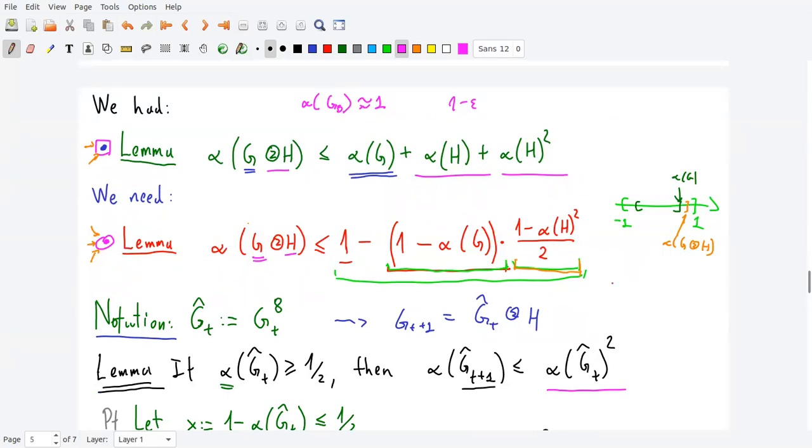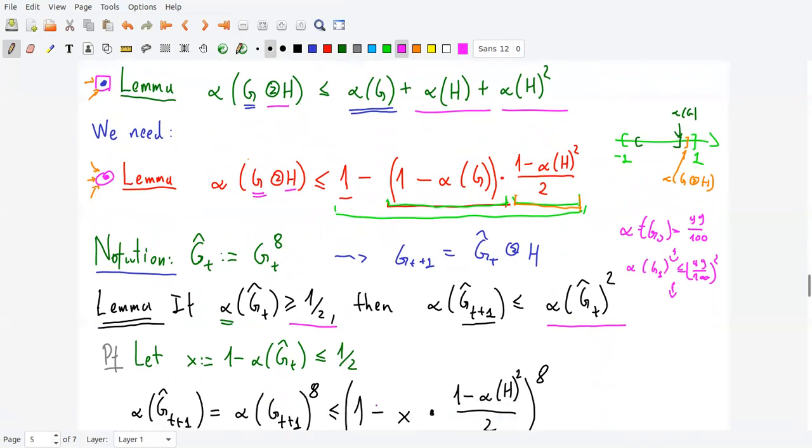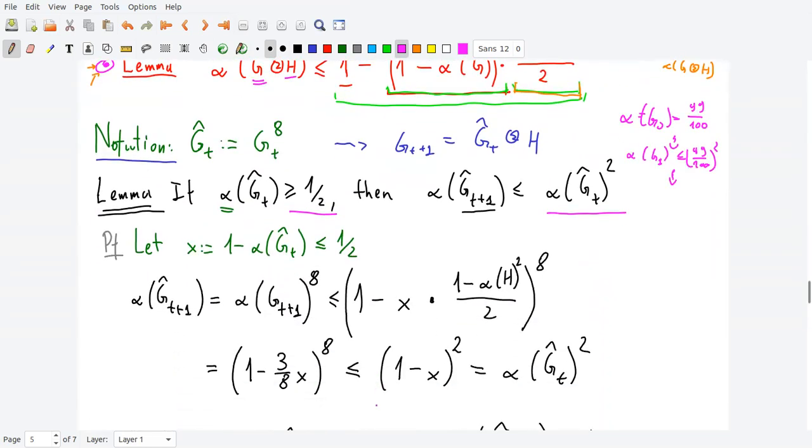So in a sense, if alpha of G0 at the beginning is, say, 99/100, then alpha of G1 is bounded by (99/100) squared, and so on. So each iteration, as long as we are above 1/2, results in squaring of the previous bound, which significantly gets us closer to 1/2. Okay, so let's prove it, and this is just a calculation using the lemma that we already have.